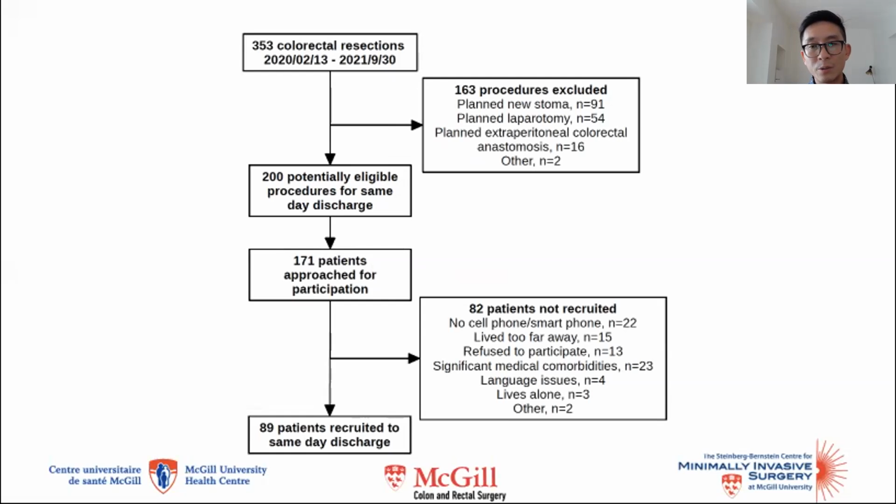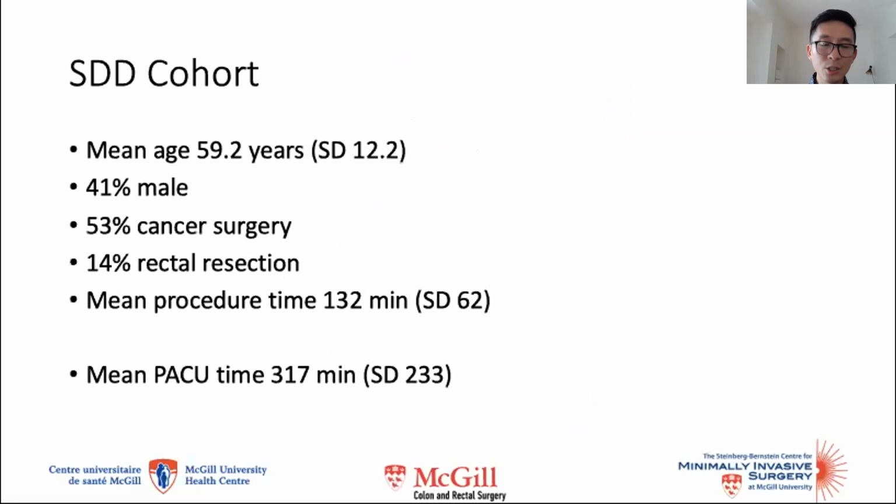So out of around 200 patients who were potentially able to have that, 89 were ultimately recruited as same-day discharge. Some people we just weren't able to approach to ask them, and some people had to be excluded for a variety of reasons. Of these 89 patients, the average age was about 60, which is pretty standard. 40% were male, 50% had cancer surgery, and 14% had a rectal resection, which is important for us because that tends to be a bit more complex.